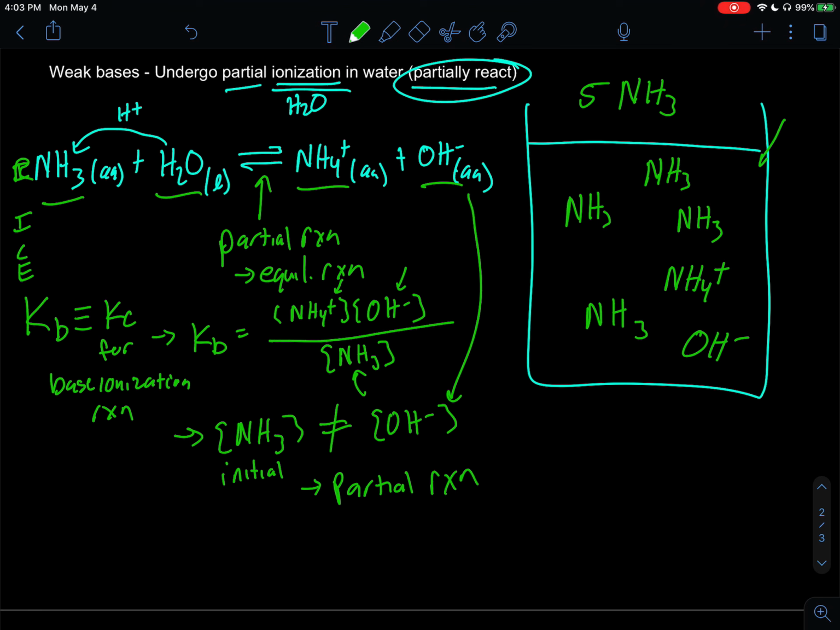So hopefully this gives us a good idea of what strong acids, weak acids, strong bases, and weak bases look like in solution and how we think about writing those equilibrium reactions.